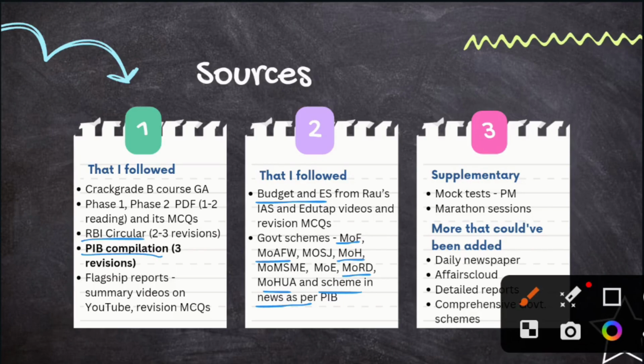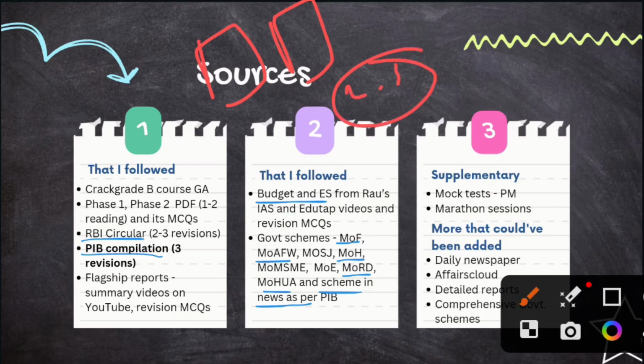I would suggest you make your own notes for the budget and economic survey, because it might happen that you are already aware of the fundamentals and basics of the budget.